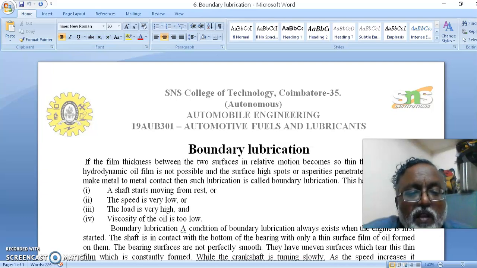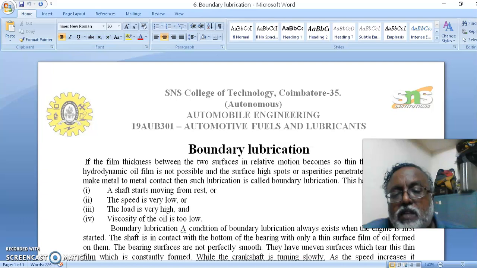A condition of boundary lubrication always exists when the engine is first started. The shaft is in contact with the bottom of the bearing with only a thin surface film of oil formed on them. The bearing surfaces are not perfectly smooth.